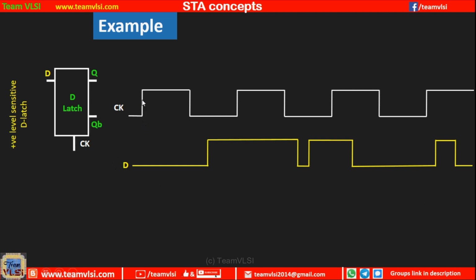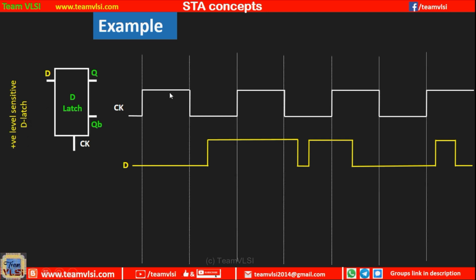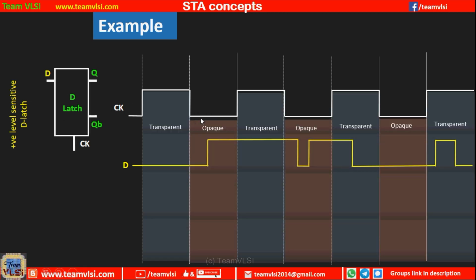So as we have discussed, for a positive level sensitive D latch, only when the clock is high is this latch going to be transparent, and when the clock is low the latch is going to be opaque, right? So what will be the output? I will discuss only about the Q here. Q bar is nothing but just the inversion of the Q.